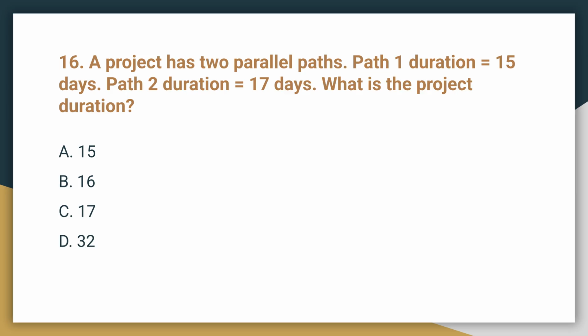Question 16. A project has 2 parallel paths. Path 1 duration is 15 days, and Path 2 duration is 17 days. What is the project duration? The correct answer is C, 17 days. The project duration is determined by the longest path, or the critical path, which is 17 days.